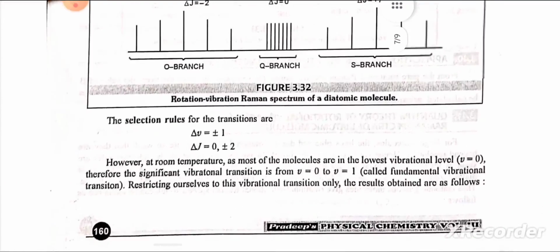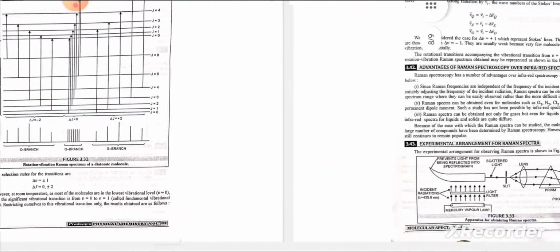The selection rules for the transitions are Δν equal to ±1, ΔJ equal to 0, ±2. However, at room temperature, as most of the molecules are in the lowest vibrational level, that is ν equal to 0, the significant vibrational transition is from ν equal to 0 to ν equal to 1, called the fundamental vibrational transition.